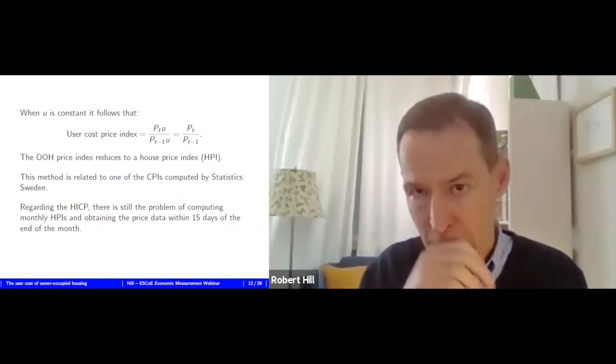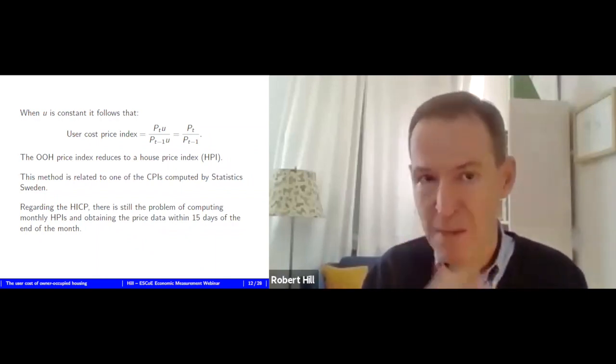Now, Statistics Sweden actually uses a method that's not exactly this, but somewhat related to this. They construct more than one CPI, but one of them actually treats owner-occupied housing a bit in this way. Now, there'd still be the problem, though, as I mentioned earlier, about can countries get this data fast enough? Can they get the price data fast enough to construct an HPI on a monthly basis within 15 days of the end of the month? So even using this user cost method, you've still got this problem, creating problems for some countries in Europe.